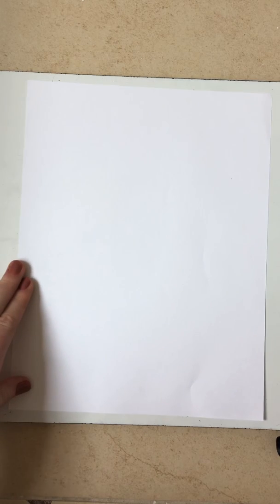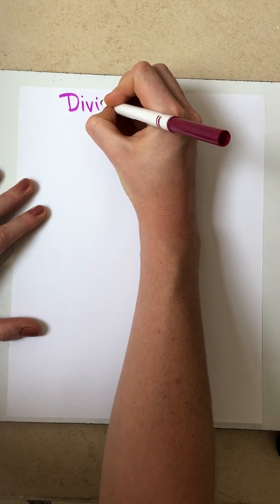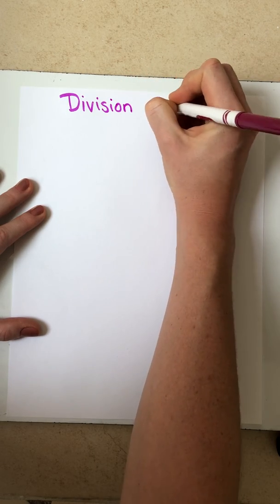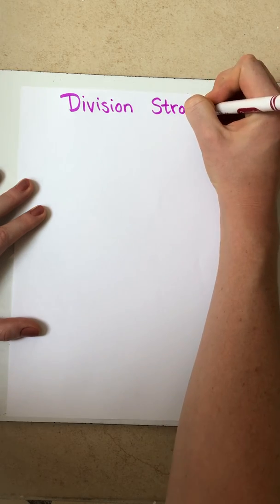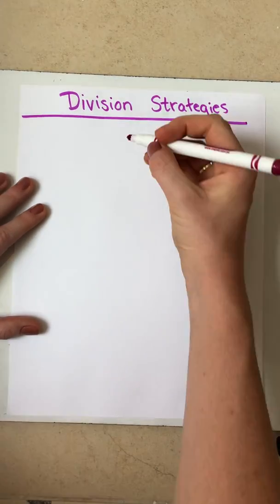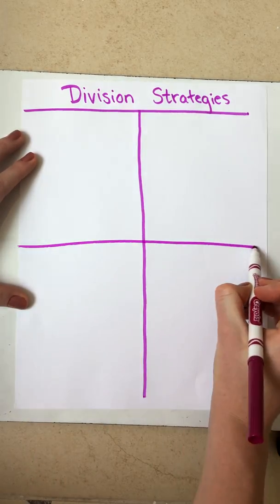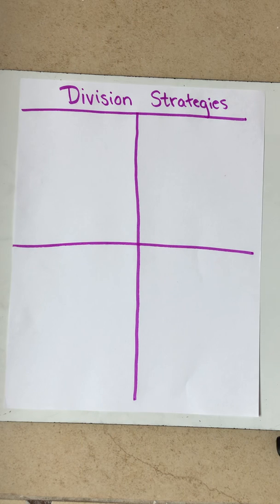Hey friends, today we're going to be looking at 4 different division strategies and creating an anchor chart together. As I create this anchor chart, create it with me so that you can use it as a reference for when you're solving other division problems that we have coming up throughout the week. So we will label it division strategies. And then we are going to divide this paper up into 4 separate boxes, so we have room to put all of the different division strategies that we'll be using.